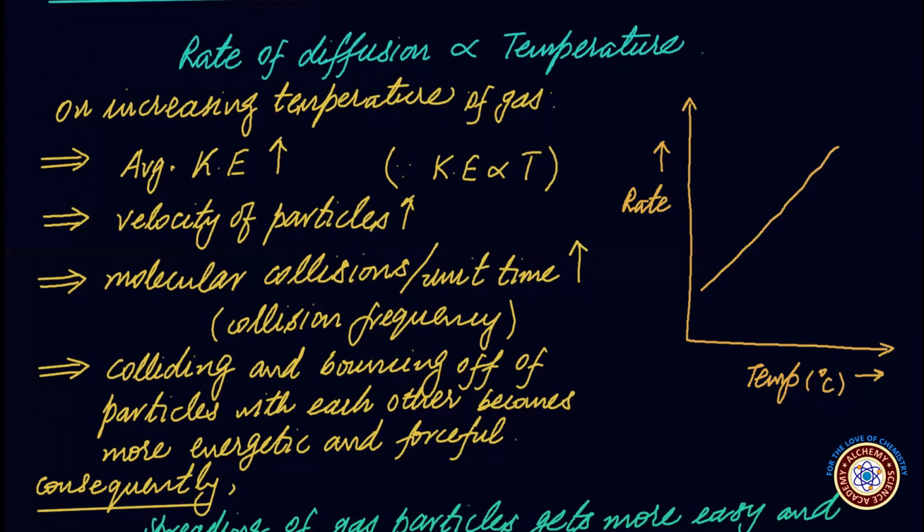For example, say there was a gas firstly at this temperature T1 degree centigrade, and at this temperature the rate of that gas was this much. Say for example it is R1, and when this gas is heated from temperature T1 to T2 degree centigrade in such a way that T2 is greater than T1, we see from this graph that the rate of diffusion of particles of that gas became higher at elevated temperature.